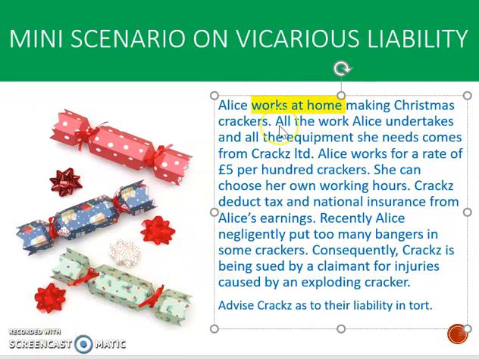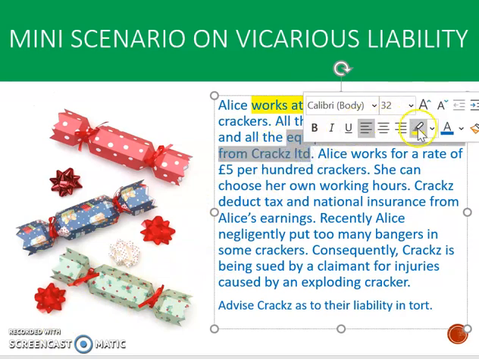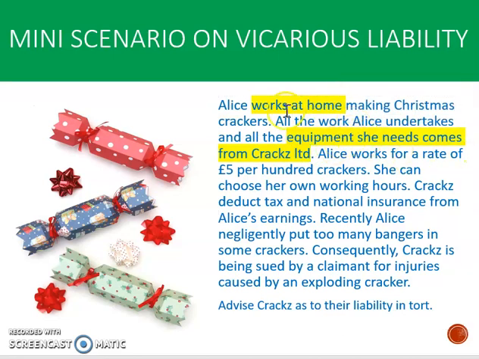So it then tells us that all the work Alice undertakes and all the equipment she needs comes from Cracks. So I'm going to highlight that as relevant. So she's getting all of her equipment from Cracks. Now that indicates she's an employee rather than an independent contractor, because you'd expect independent contractors to have their own equipment.